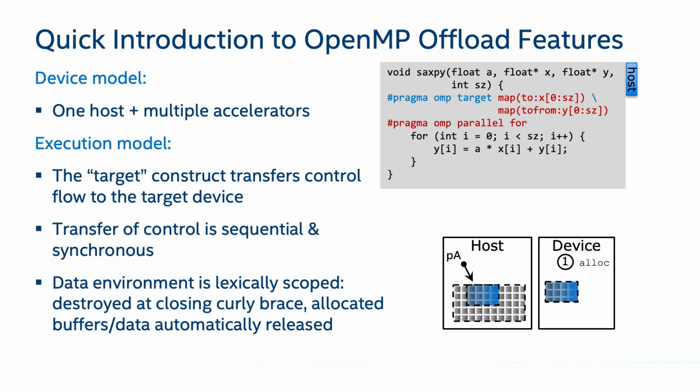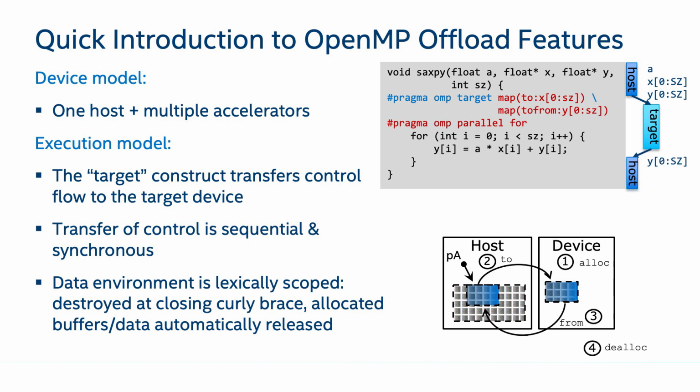Now, when we reach the pragma-OMP target, memory is implicitly allocated on the device. When we have the pragma-OMP target map, the data is transferred from the host to the device. The code is executed on the device, and at the end of the computation, the data is transferred back from the device to the host. We're going to discuss these concepts more when we go to the actual code.